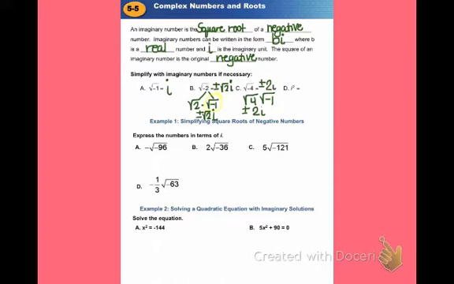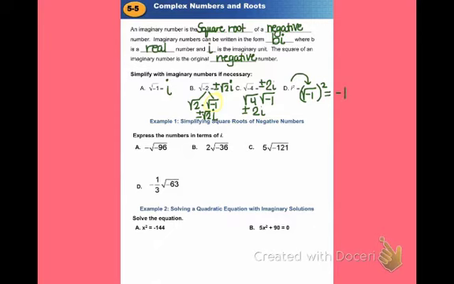And finally, i squared. Well, let's see what we said. We said i, this part, was the square root of -1. And so if I took the square root of -1, which is what i is, and I squared it, well, squaring and square rooting undo each other. And so the square root of -1 squared is -1.